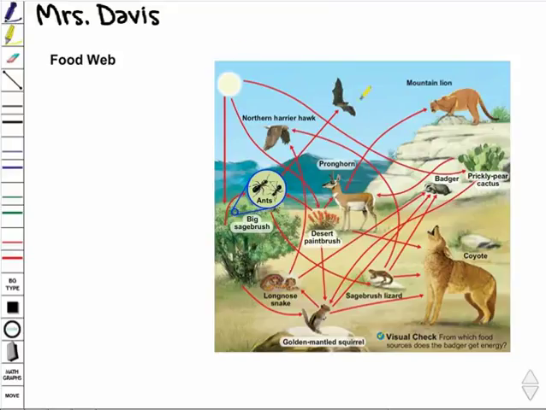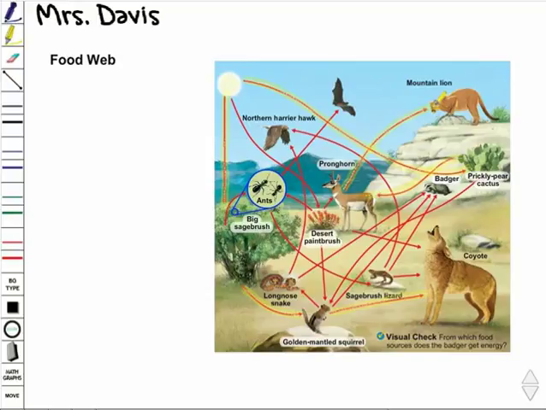For example, in this ecosystem, food energy in one food chain moves from the sun to the sagebrush to the squirrel and finally to the coyote. Another food chain includes the sun, the cactus, the pronghorn, and the mountain lion.